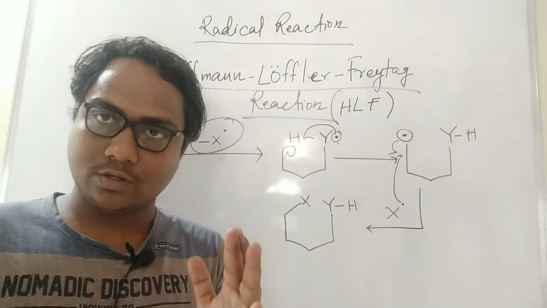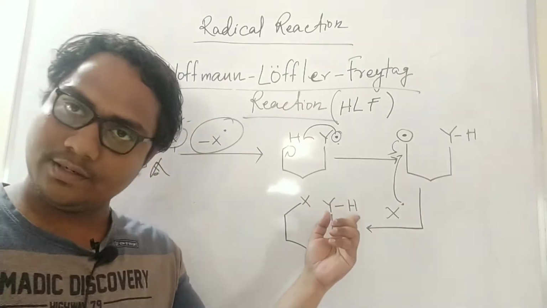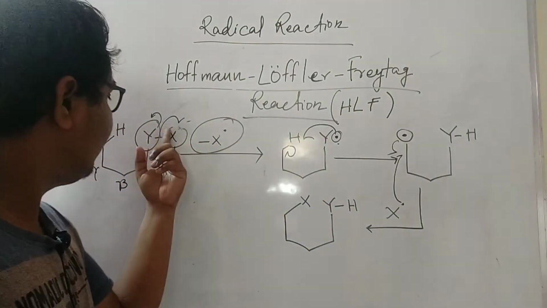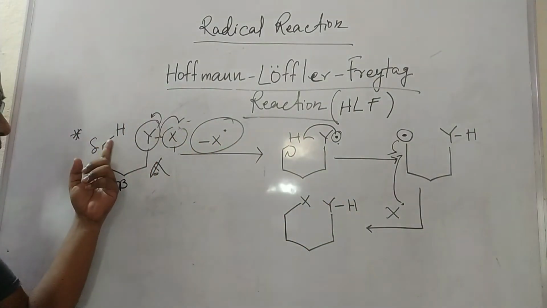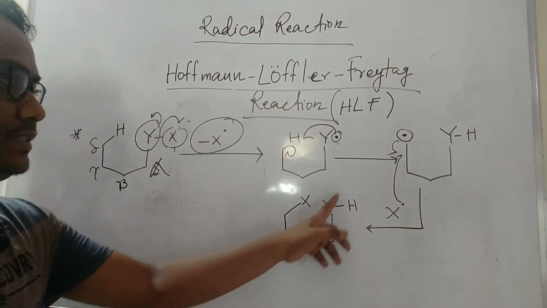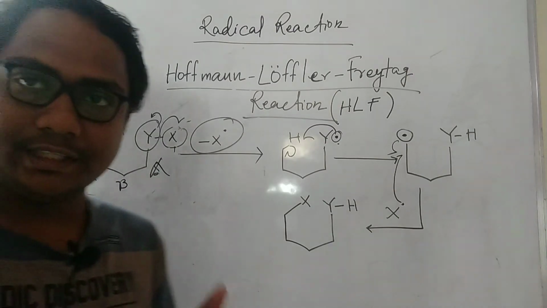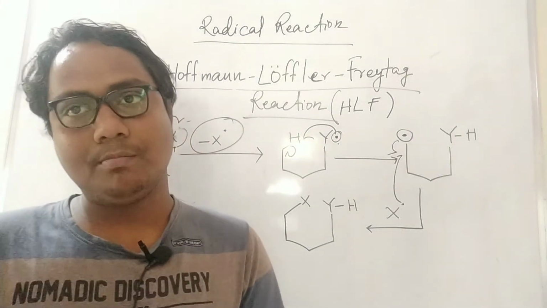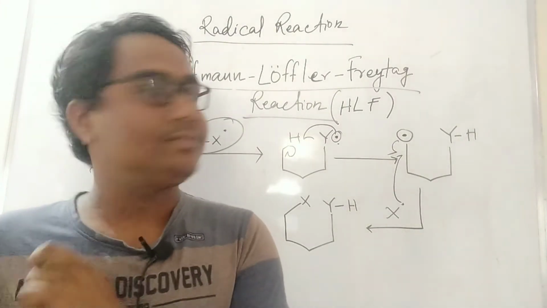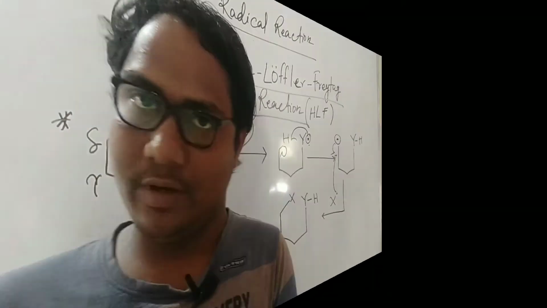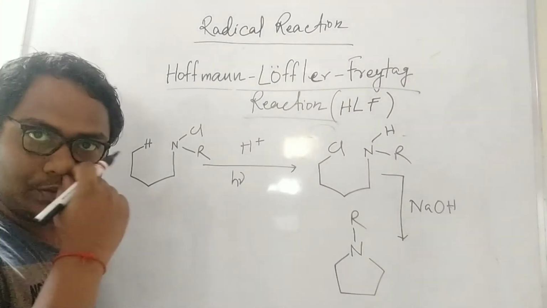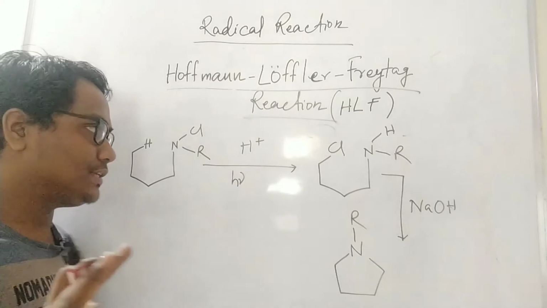In case of the Barton reaction, OH is there. Previously here there was no leaving group, only OH is there, and delta hydrogen is abstracted and nitrosyl is there. But here it is different, X is different, and that X will come there. So that is the main difference between the Barton and HLF reaction.